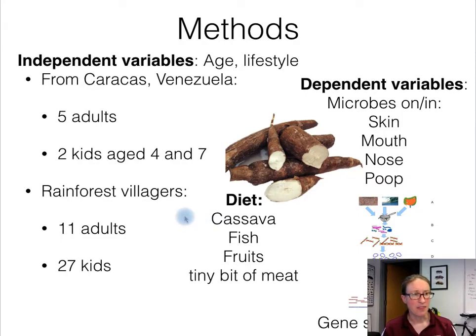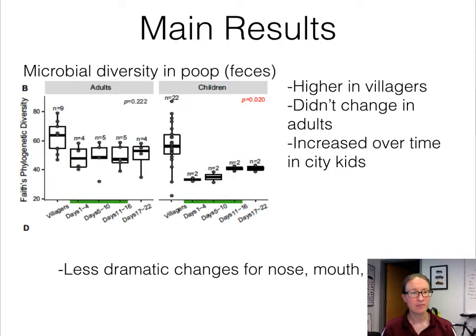And they measured the microbes in a range of different places. They measured the microbes on everyone's skin, in their mouth, in their nose, and in their poop. They collected samples from each of these places, and then they sequenced the genes that they found in those locations to identify the microbes that were there.